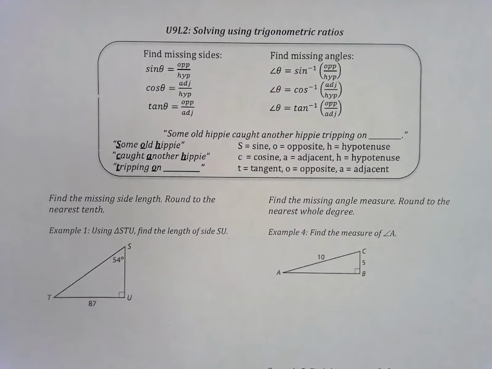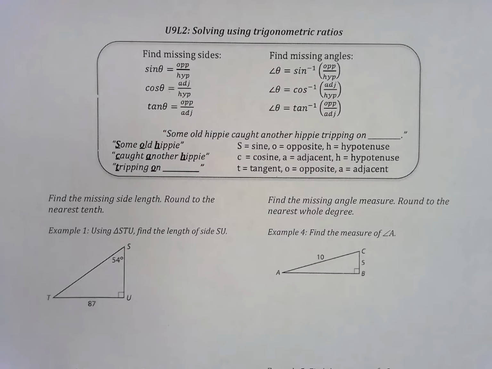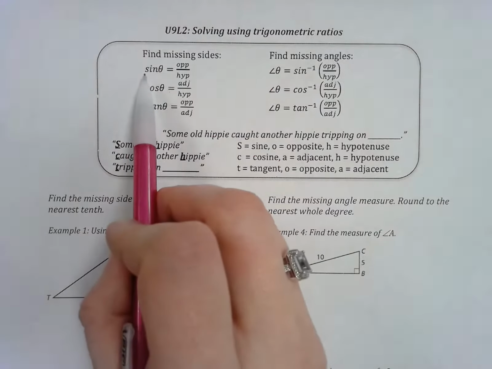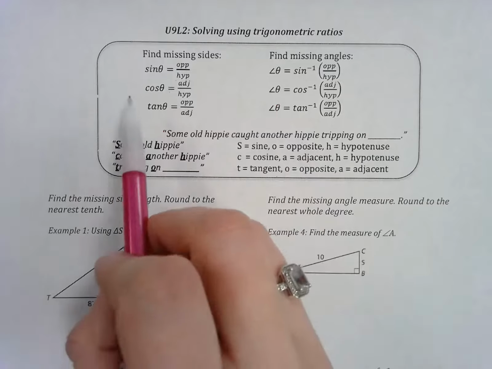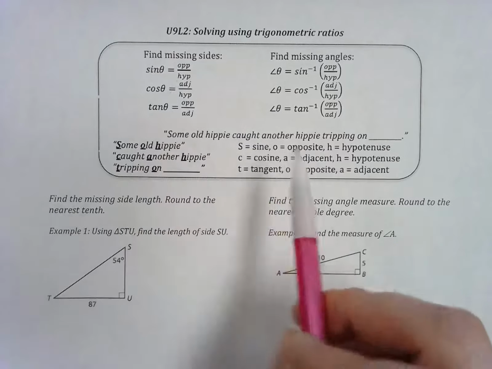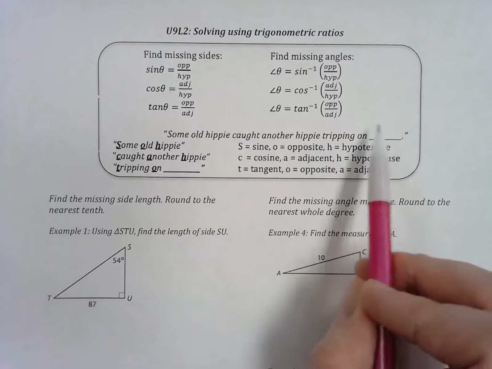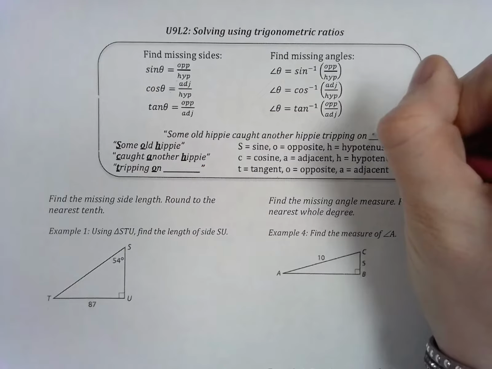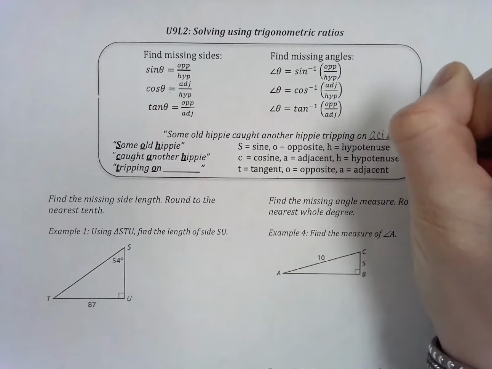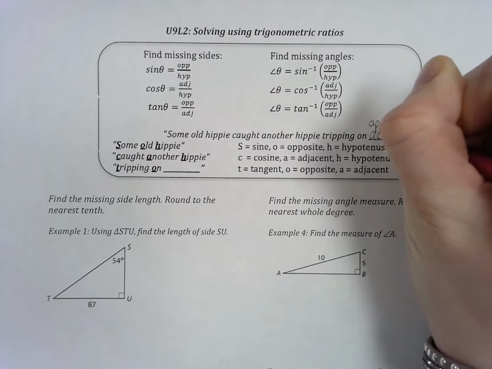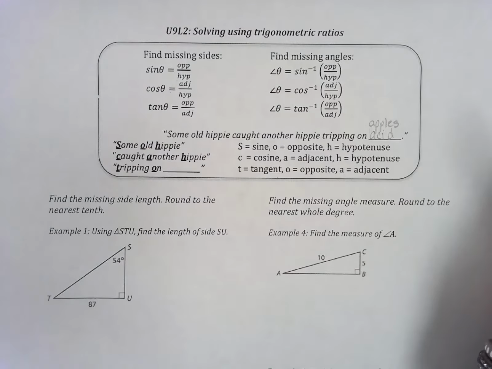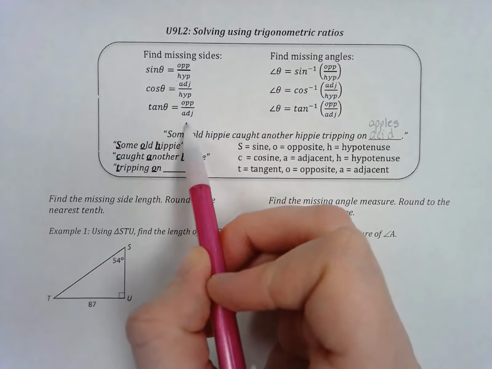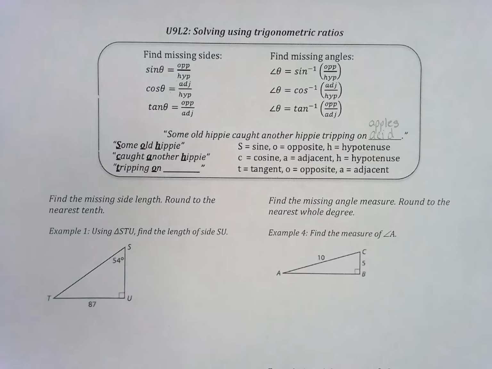A saying that you can use to remember the trig ratios is: Some Old Hippie for sine, Caught Another Hippie for cosine, Tripping On, and you pick your A word. It can be acid, air, apples, any word that you feel is appropriate here. So, Tripping On A for the adjacent.